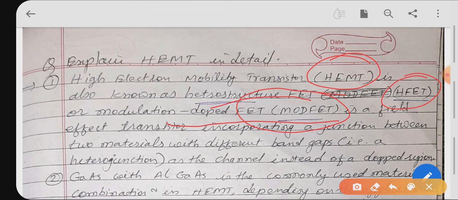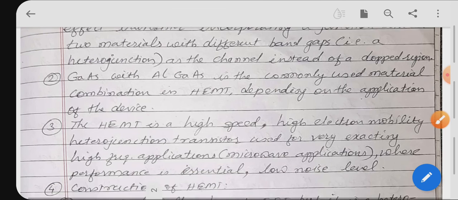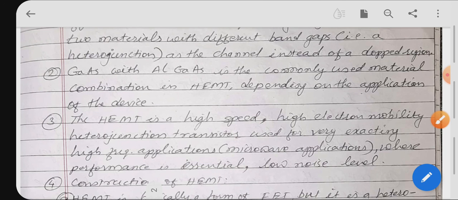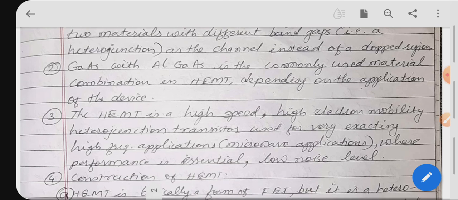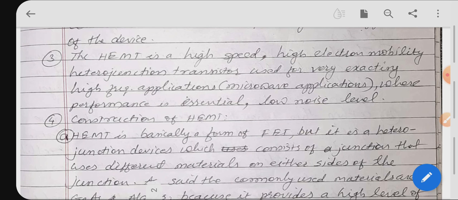Now the material combination of gallium arsenide with aluminum gallium arsenide is commonly used for HEMT, depending on the application of the device. So HEMT is a high speed, high electron mobility heterojunction transistor used for very high frequency applications like microwave applications, where performance is very essential, and it is expected that the noise level should be low.